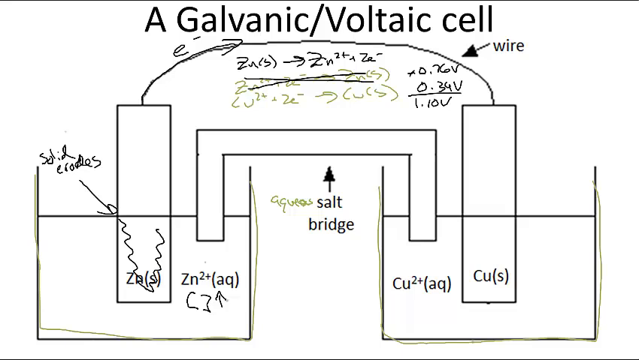Now let's walk over to copper. Copper is gaining 2 electrons, so what's happening to this? It's expanding. It's getting bigger. It's growing. Solid added. And what's happening to the concentration inside? It's going down.